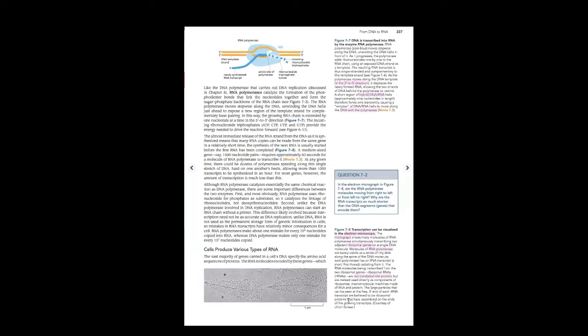The large particles that can be seen at the free 5' end of each RNA transcript are believed to be ribosomal proteins that have assembled on the ends of the growing transcripts, right? So it looks like proteins are coming in, and as soon as the RNA molecule is made, the proteins, which are different, grab onto those RNAs and start forming a blended structure.